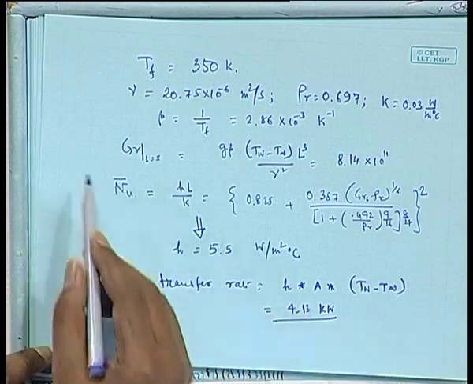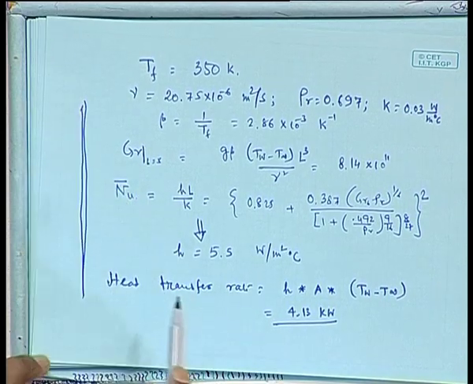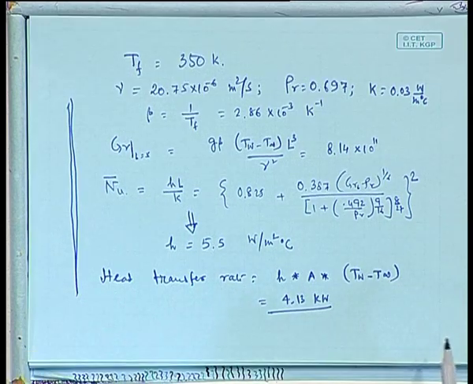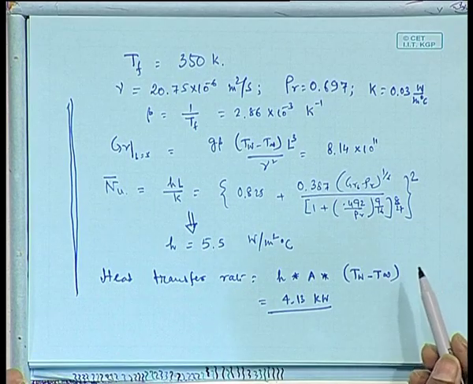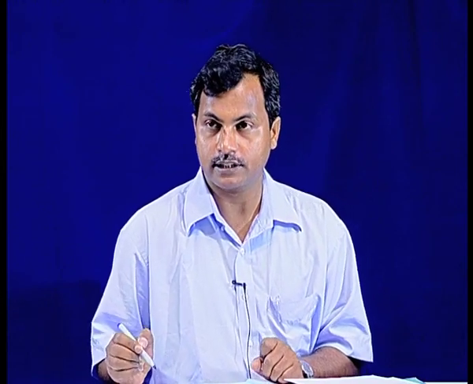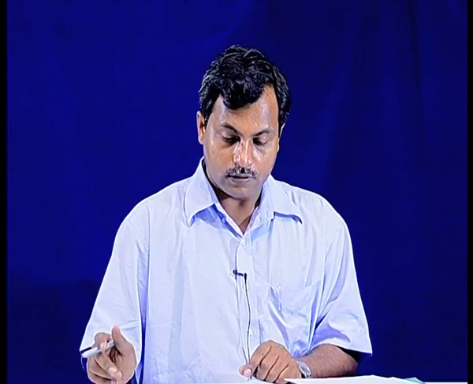So, the calculation of natural convection is about identifying which situation you are having, then selecting a proper correlation, estimating the heat transfer coefficient, and finding the total heat transfer rate. I think there is no complication in these calculations. The only thing is you have to select a proper correlation, that is all.